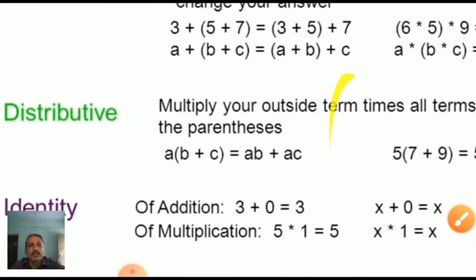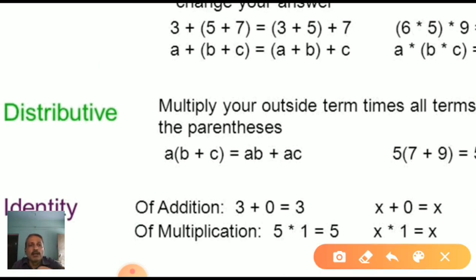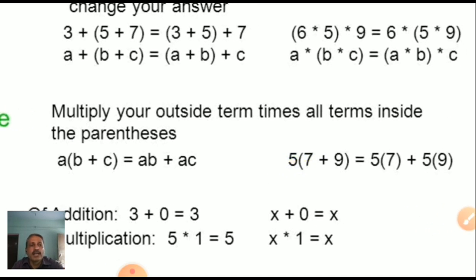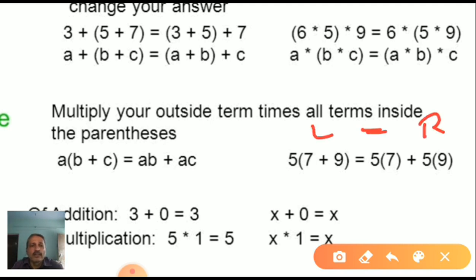Okay, let's move to the distributive property. Multiply your outside term. How many times? With all terms in the parenthesis. Here three numbers are multiplied together. So this A has to multiply with B, and whatever the sign, then after that A has to multiply with C. So AB and AC, and then add. Clear? If you want to see an example, the example is here. It's a very simple way. Both sides, left side is equal to right side. Both answers remain the same.